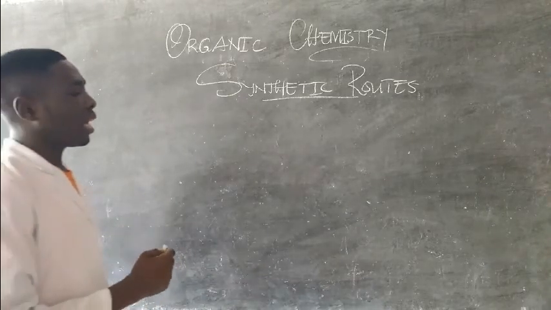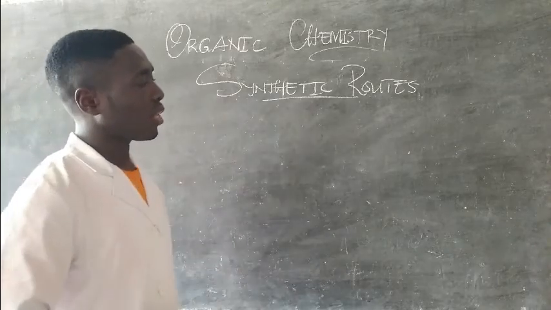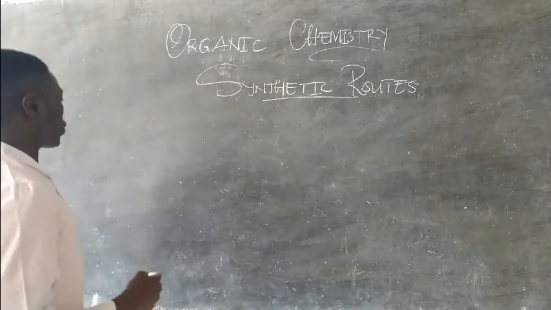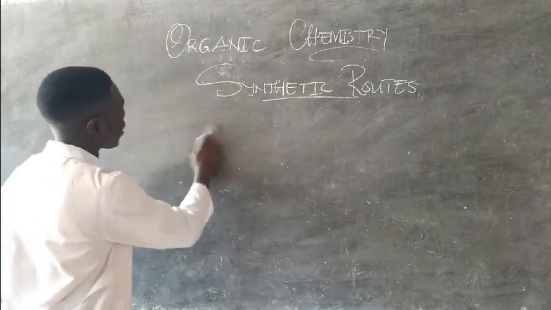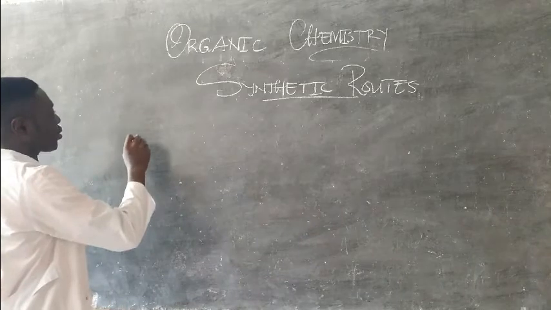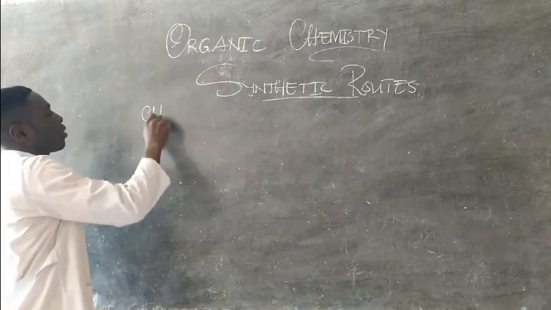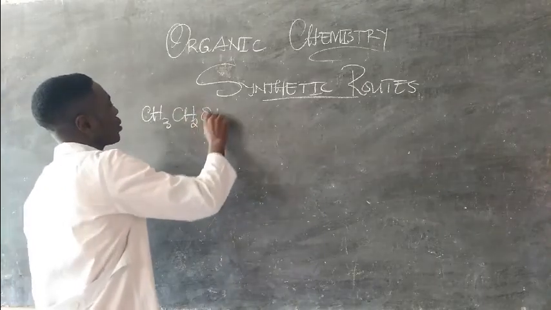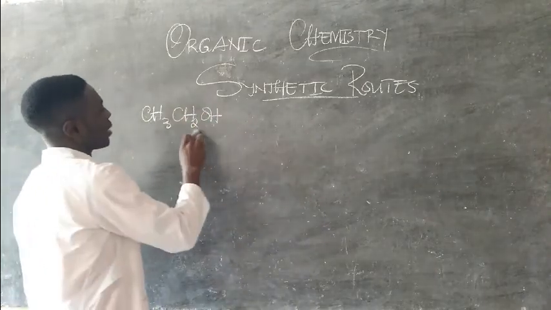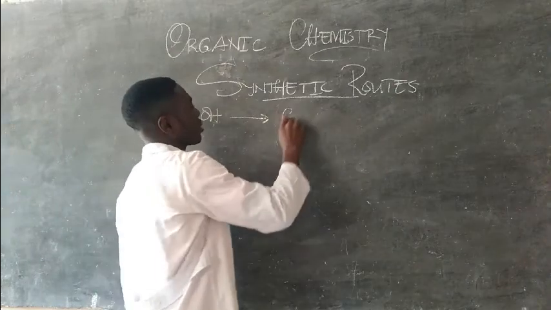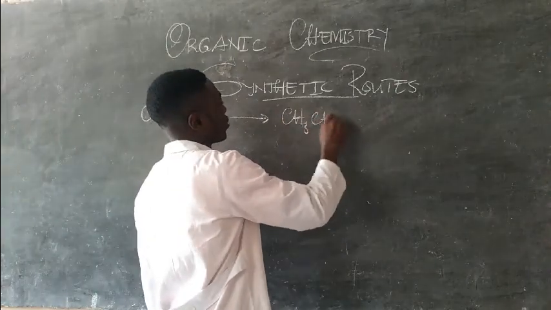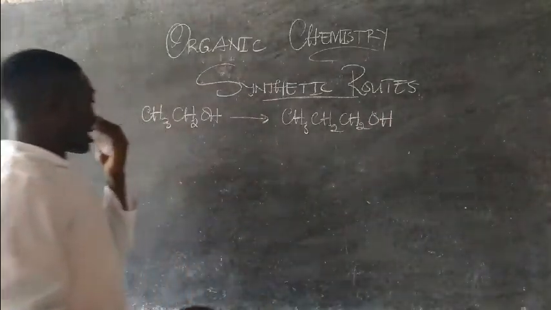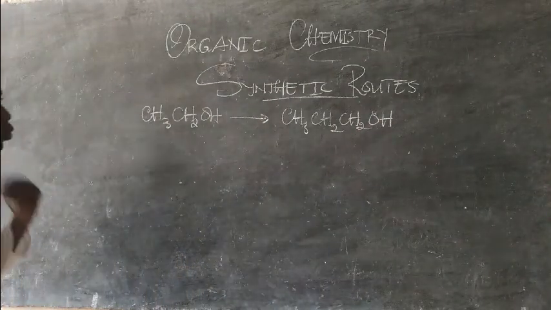After I give you the synthetic route, I'm going to set an example on the board, and we're going to go through it together. The very first example will be the conversion of CH3CH2OH, the conversion of ethanol to propanol, that's CH3CH2CH2OH.